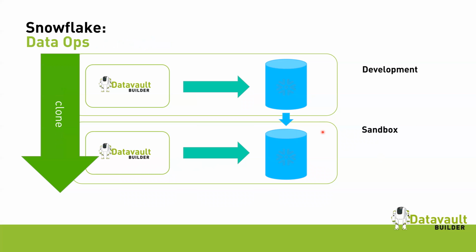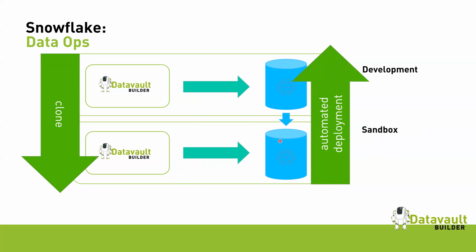So you're cloning, which means we need to have a way back. What we have here is this automated deployment path, and this can be either using the simple setup, or it can be using the Git setup.